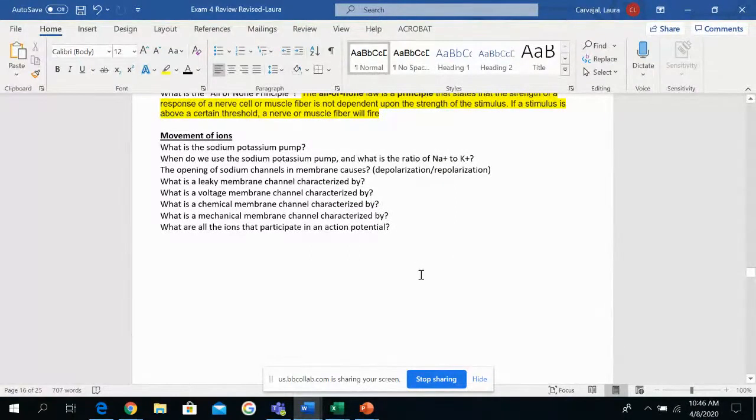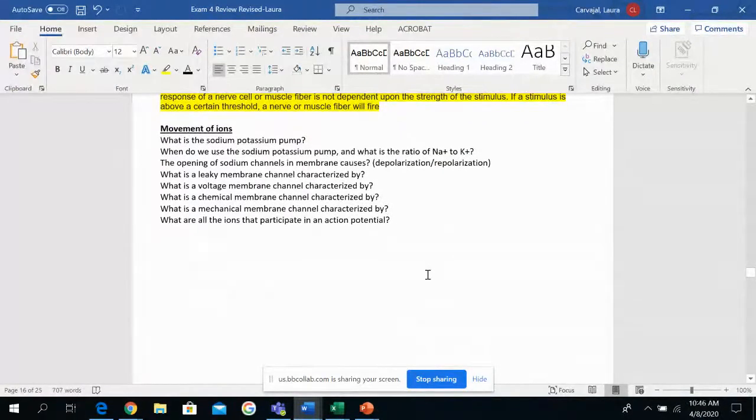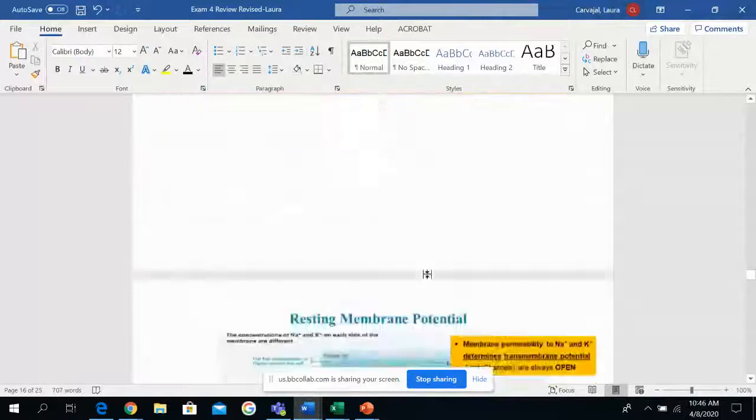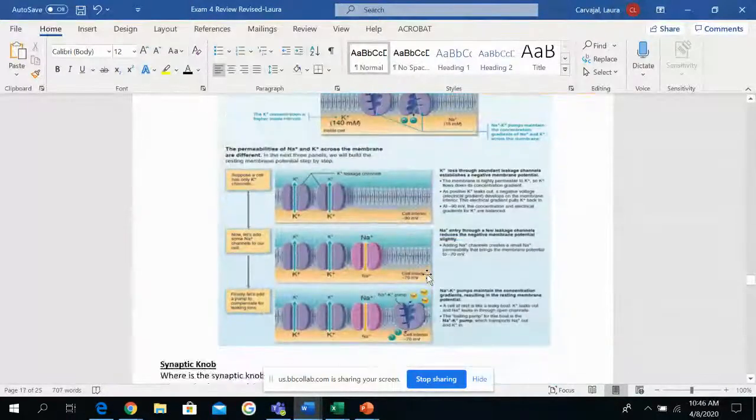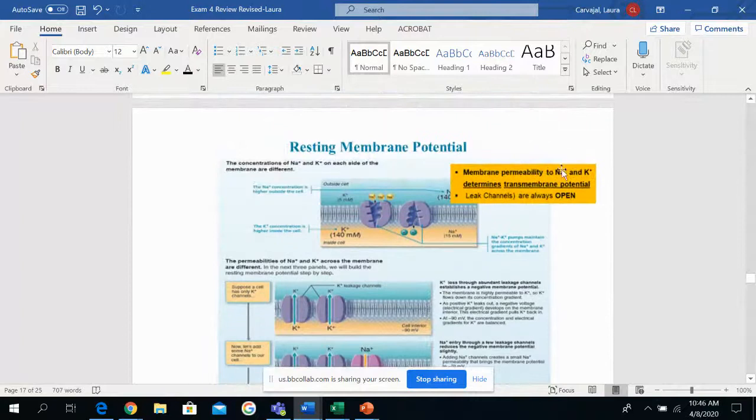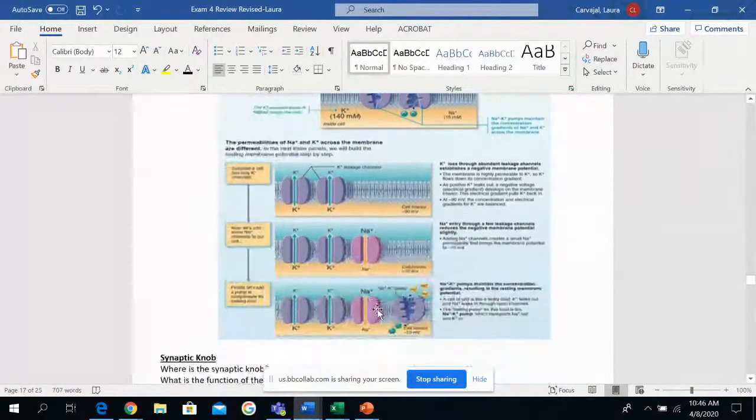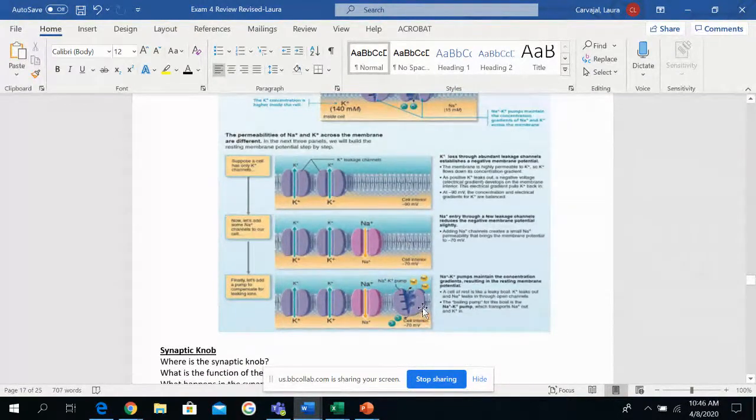So, the movement of ions, very quickly. The ions that help in the action potential are sodium and potassium. Sodium and potassium are moved through different channels. The very first one is the sodium potassium pump, which requires ATP or energy to move. For every 3 sodiums out of the cell, 2 potassiums go into the cell.